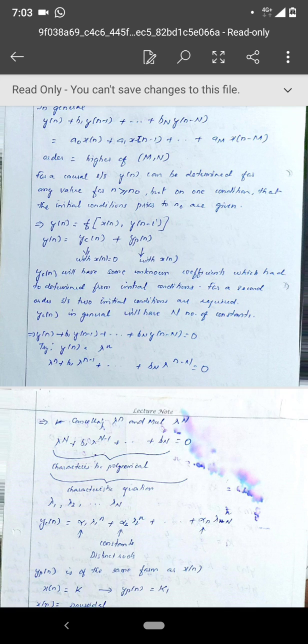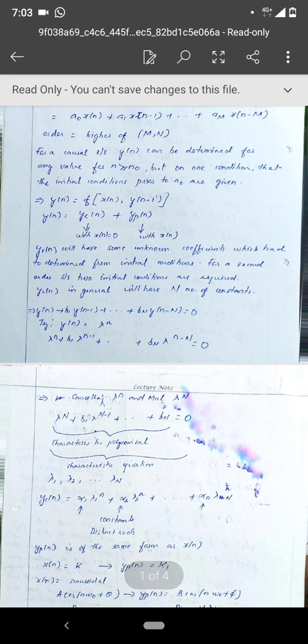Okay. So in general, y of n is a function of past outputs if it's having a feedback, and present or past inputs also, so x of n. Okay. And one method we'll learn now is that the solution y of n is nothing but the sum of the complementary function, which is yc of n, and the particular solution, that is yp of n. So yc of n represents the complementary function, and yp of n represents the particular solution.